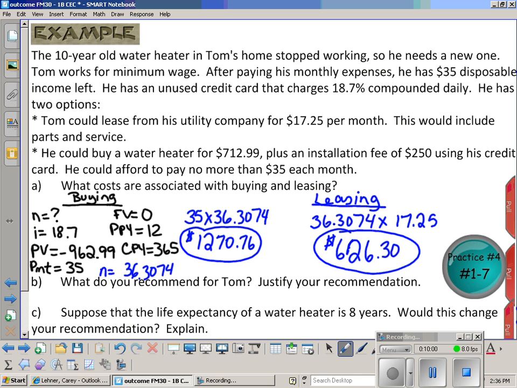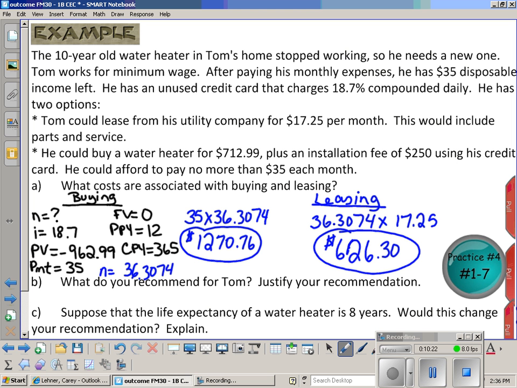Now let's think about this. That was 36 payments, so 36 monthly payments, so about 3 years. 36 divided by 12. So this is assuming then that the water heater is going to be in for 3 years. So those are the costs associated with it. So what do you recommend for Tom?